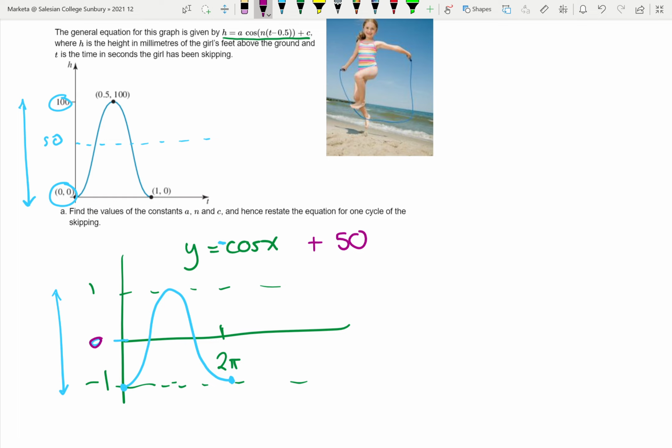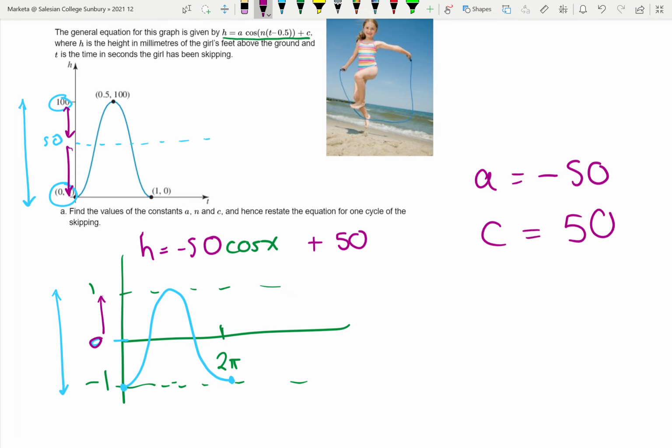The next thing we can see is that the amplitude is going to be different. We go here 0 to 1, but now it's going 50 to 100 and 50 to 0. So this must be 50 as the amplitude as well. So I'm going to put that in. So we're going to have negative 50 cos x plus 50. So far so good. We've found the value of A equals negative 50. We found the value of C, and the value of C is 50.